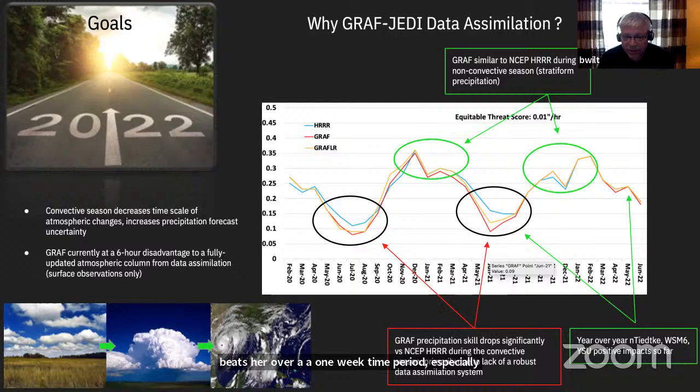But when we get to the convective season, because of our lack of a data assimilation system, it really hurts GRAF. You can see once we get into April and May, GRAF's score historically over the last 2 years has really dropped off relative to HRRR. And that's something we're really focused on going forward here. I will say we had some spring updates here, like I mentioned with WSM6, to help with the short-term precipitation. And you can see at least this latest 3 month period of April, May, and June of this year, that drop-off has not occurred this year yet. So we're hoping that some of the changes that are really starting to stand out now will help us relative to the short-term precipitation score.